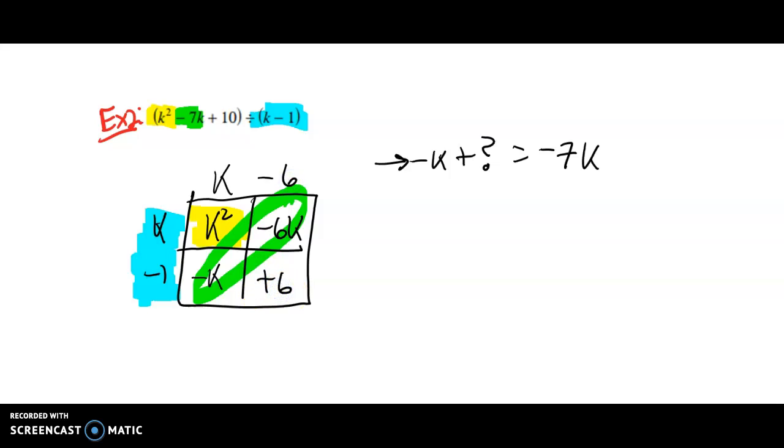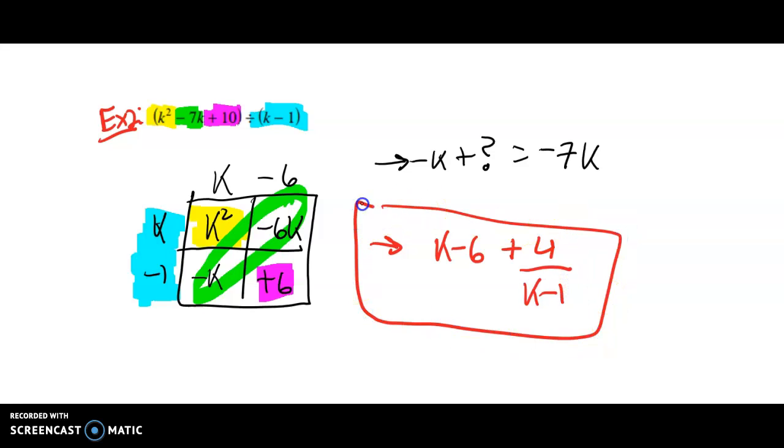All right, let's look at this. We got a plus 6, but we were expecting a plus 10. So we need 4 more than what we had. When we're writing our answer, we keep the k minus 6. We need an additional 4. And since we pulled this 4 out of thin air, it never got a chance to be divided. So we write in the division there. This is our final answer.